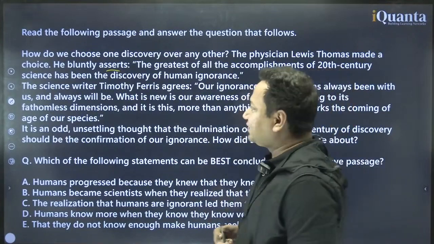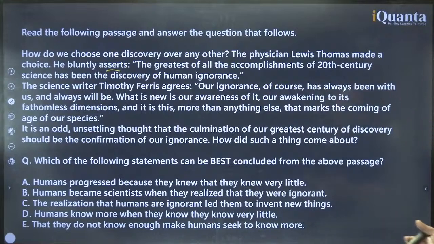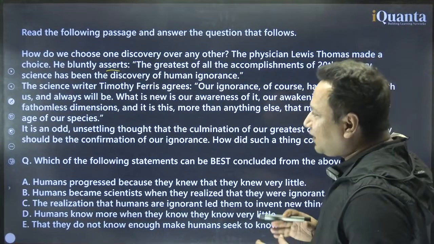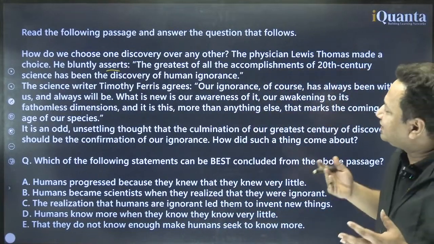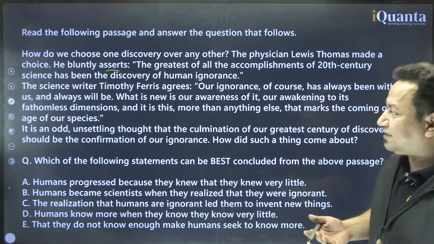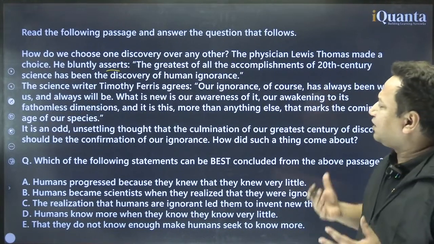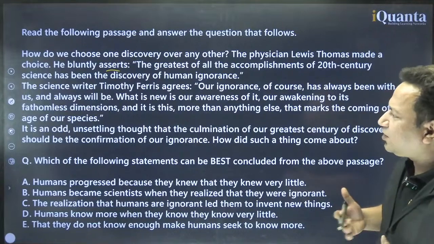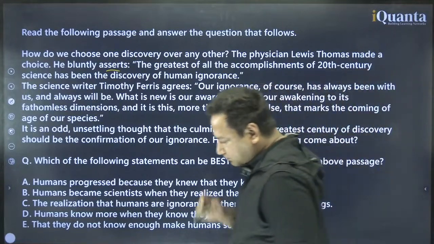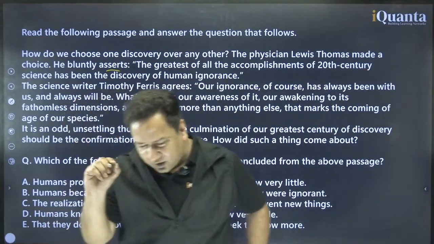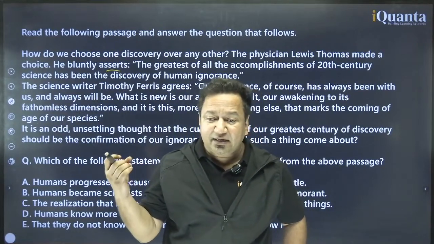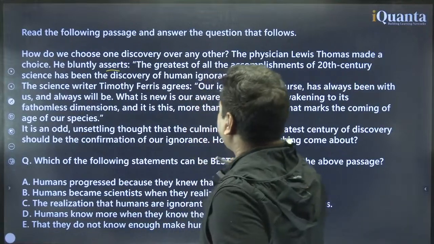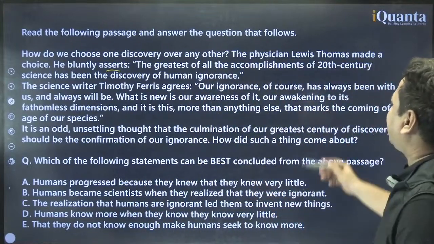Right? Who? Humans. The science writer Timothy Ferris agrees: our ignorance, of course, has always been with us and always will be. What is new is our awareness of it, our awakening to its fathomless dimensions. And it is this, more than anything else, that marks the coming of age of our species. Okay? So, ignorance is something which was always there. What's new is the acceptance of that ignorance, right? And getting the enlightenment, the awakening, right?